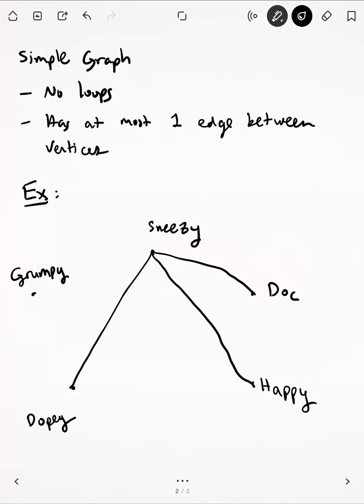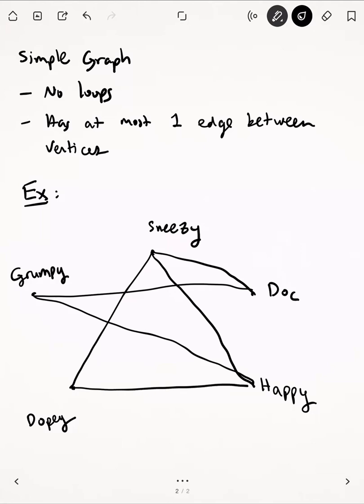Okay. Grumpy talked with Doc, and Grumpy also talked with Happy. Okay. Dopey talked with Sneezy, we already established that, but Dopey also talked with Happy. And I think that represents sort of what I want to see. So what can we extract from this?